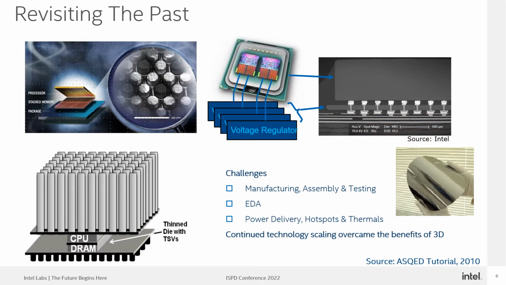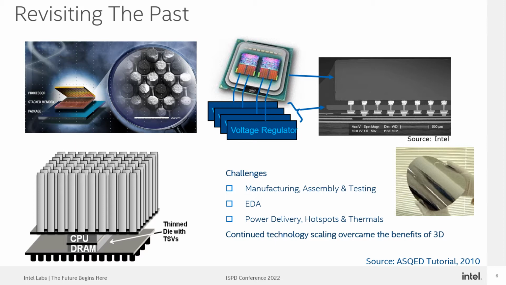Revisiting the past, 3D stacking is not new. Proposals exist since the 1980s, and the first demonstrations of TSV based 3D stacking are in the 1990s. So it's not unusual. We also worked on 3D stacking and published some of this work. We worked on a processor with a 3D stacked SRAM. SRAM was sandwiched between the processor and the package. We worked on a voltage regulator where the 3D regulator was sandwiched between a processor and a package. We also presented some data on CPU DRAM stacking.